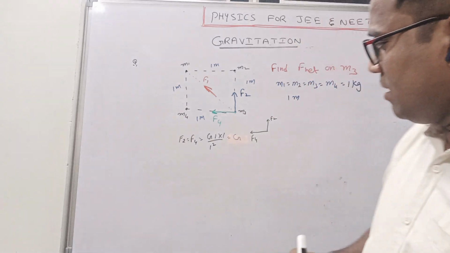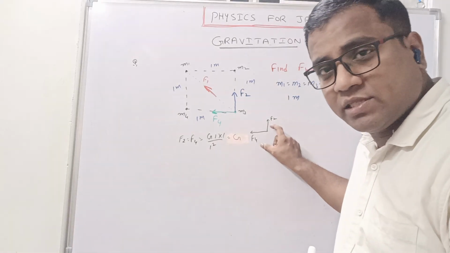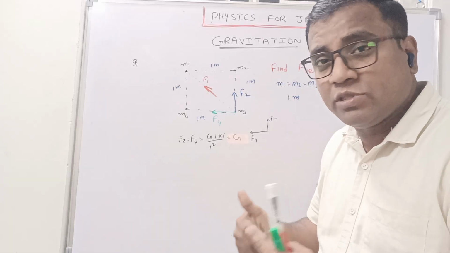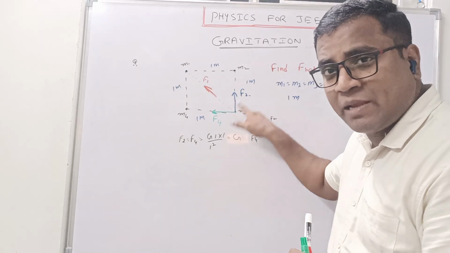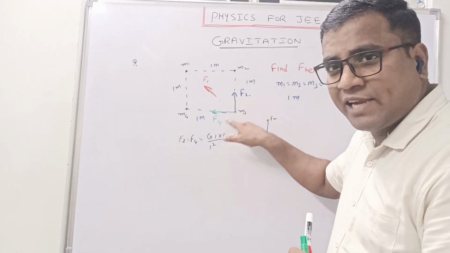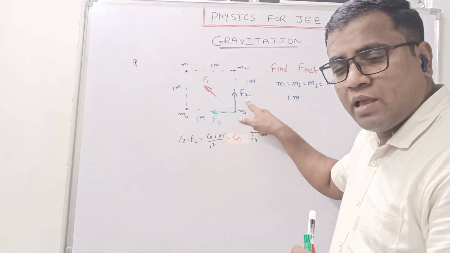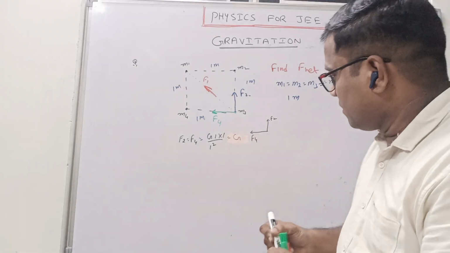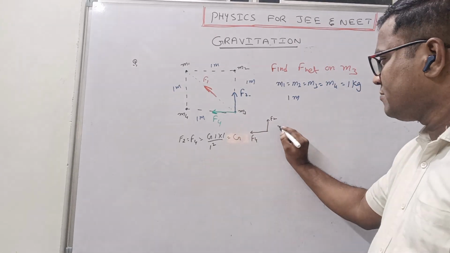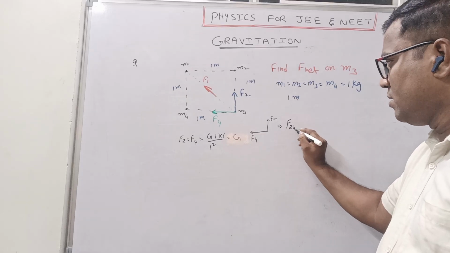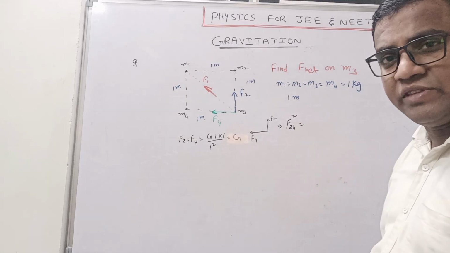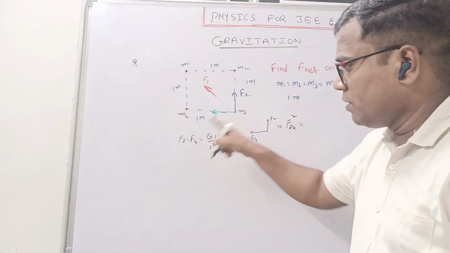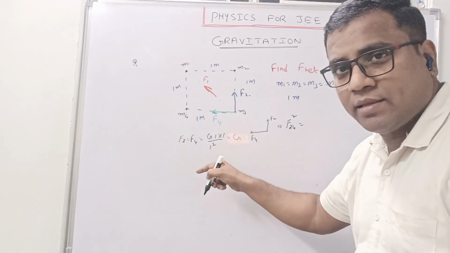Clear? So here the resultant between these two forces, I am only calculating, not the net force. The resultant between the two forces first I am calculating. You must try to understand. First I calculated F2, I calculated F4. The resultant between the two forces can be written as F24, which is equal to the square root of F2 square plus F4 square plus 2 F2 F4 cos theta.